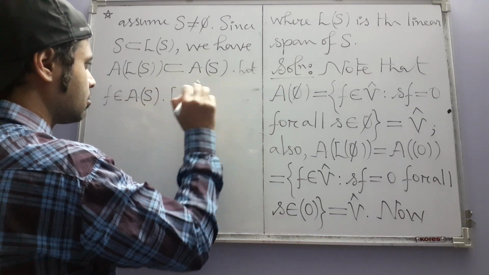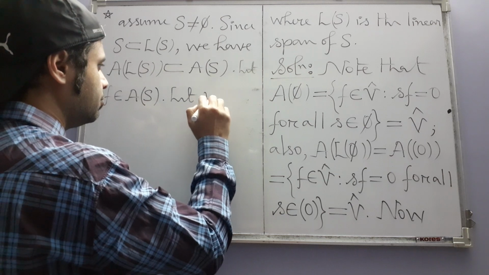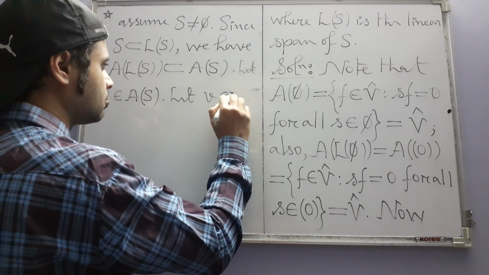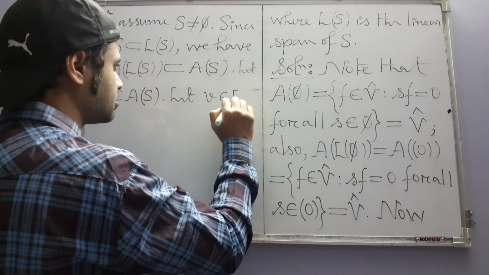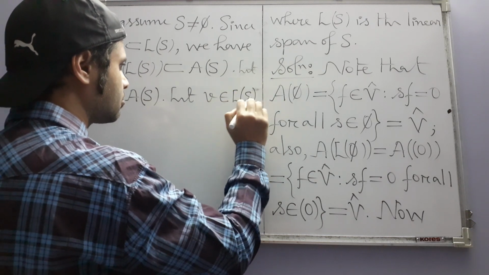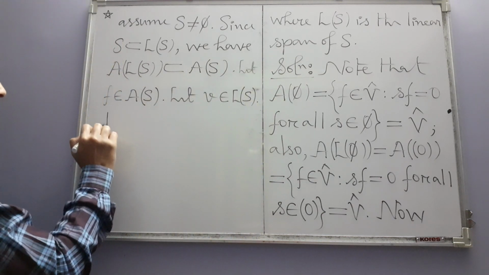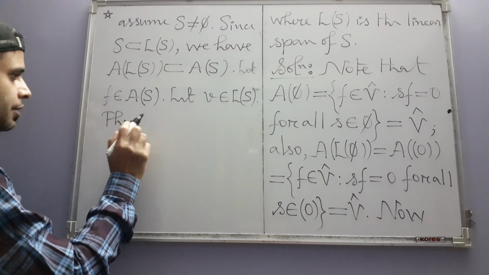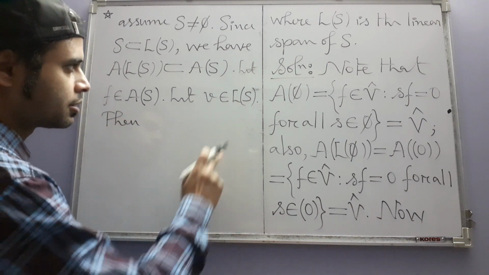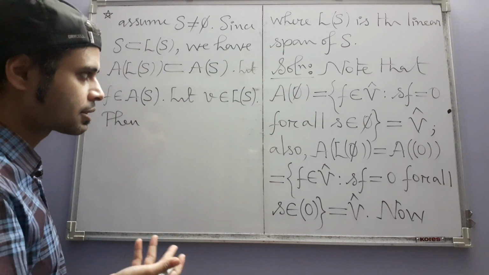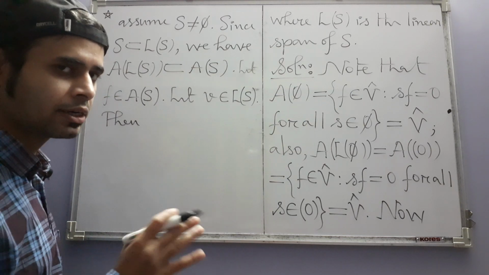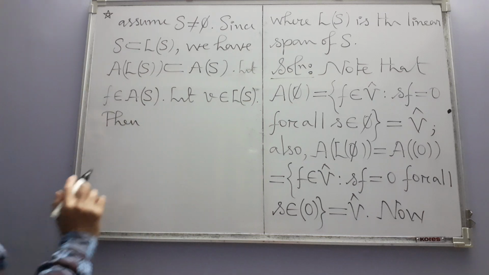Let V be any vector in the linear span of S. Then V is a linear combination of some elements in S with coefficients, scalars coming from the underlying field. It's already there, we understand that.